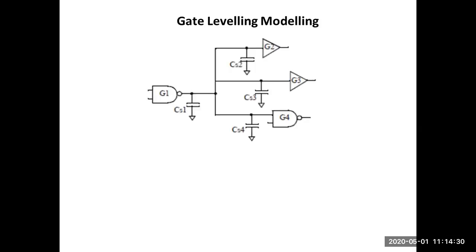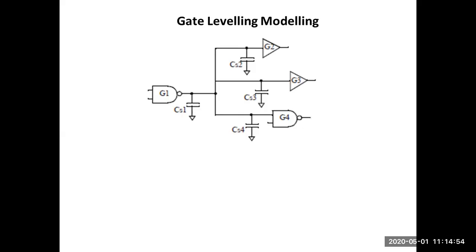Fine. Now let us understand how this timing analysis is performed. Suppose some gates are given to us. First we need to understand how things work when STA is performed. Let us say we are given this circuit with gates G1, G2, G3, G4. G1 is a NAND gate, G2 is a buffer, G3 is also a buffer, and G4 is another two-input NAND gate.